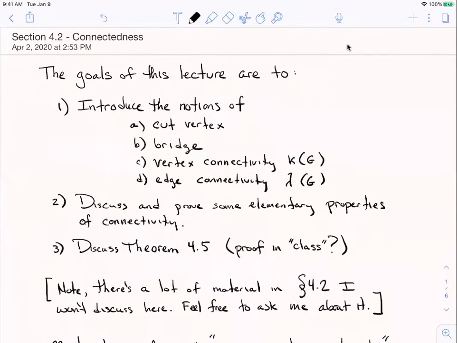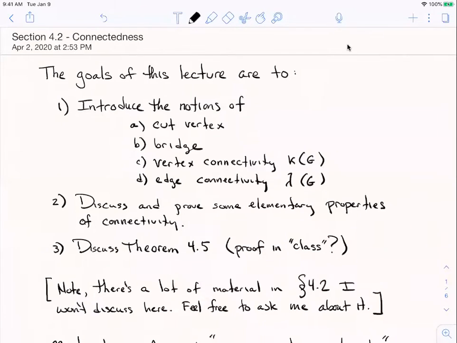This video, we're going to be talking about some ideas in section 4.2 on connectedness. You're looking at the goals of the lecture there. My main goal is to introduce some notions for you to think about in terms of this business. So I'm going to introduce what is called a cut vertex in a graph, a bridge, also the vertex and edge connectivity of the graph.